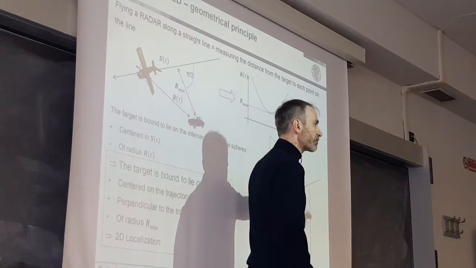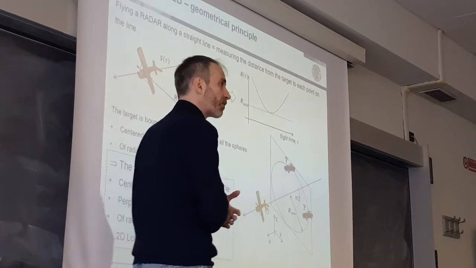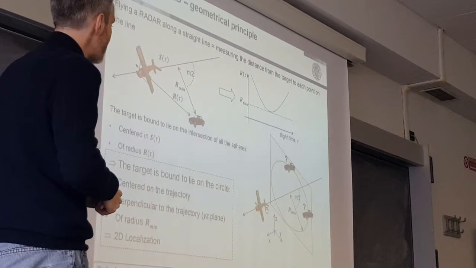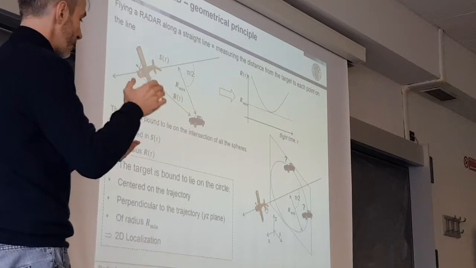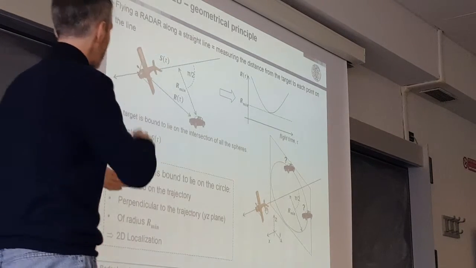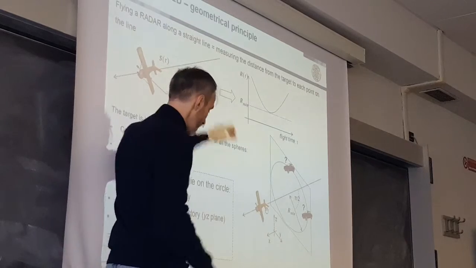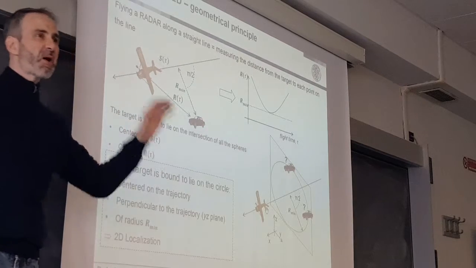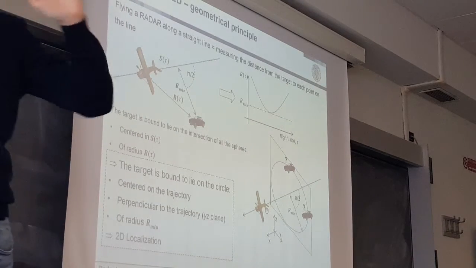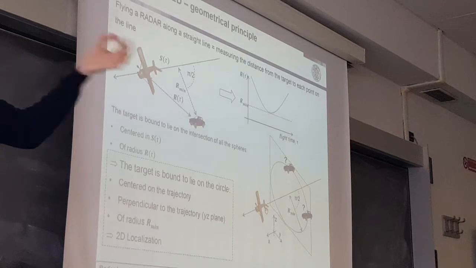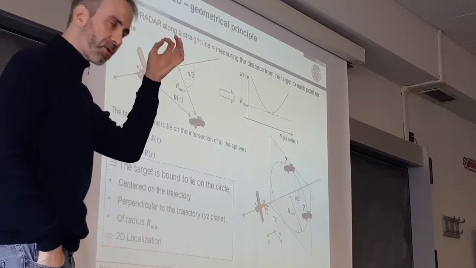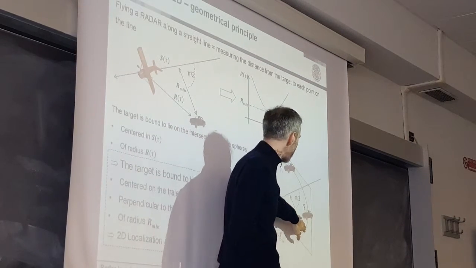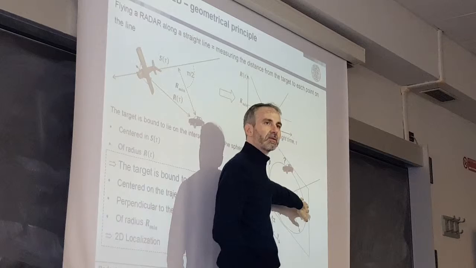This circle here is orthogonal to your flight trajectory, and its radius is the minimum distance from the target to your trajectory. So it is this distance here. So basically, geometrically, without even talking about microwaves or radars, you know that if you fly a radar on a straight line, you will have the capability to say that the target is somewhere on the circle.